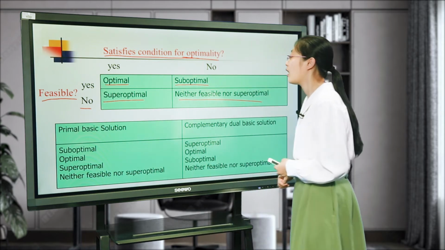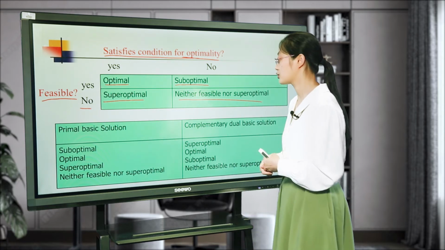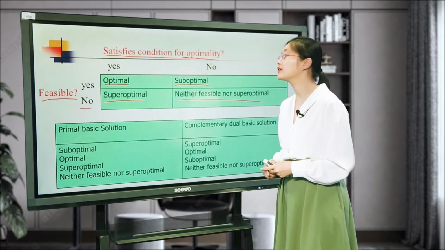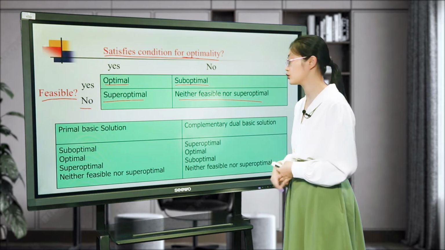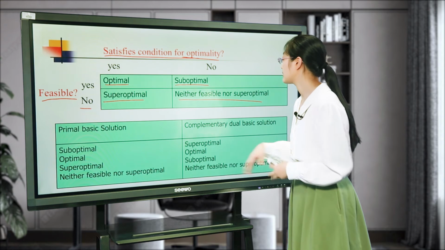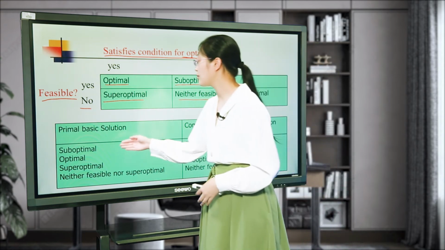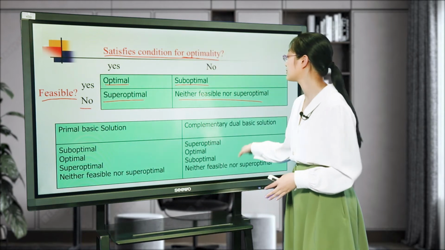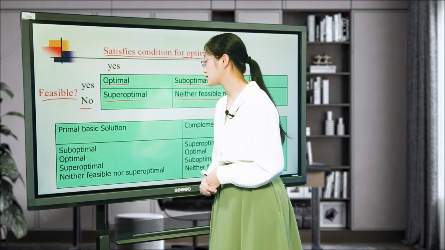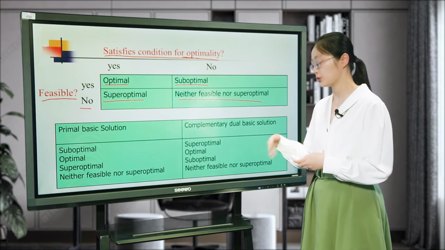Okay, so as we saw earlier, regarding the relation between primal basic solutions and dual basic solutions, if a primal basic solution is suboptimal, then the corresponding complementary dual basic solution is superoptimal. If the primal basic solution is optimal, then the complementary dual basic solution is also optimal. On the contrary, if the primal basic solution is superoptimal, then the corresponding dual basic solution is suboptimal. If the primal basic solution is nothing, then the same holds for the dual basic solution. So this is the relation between them.